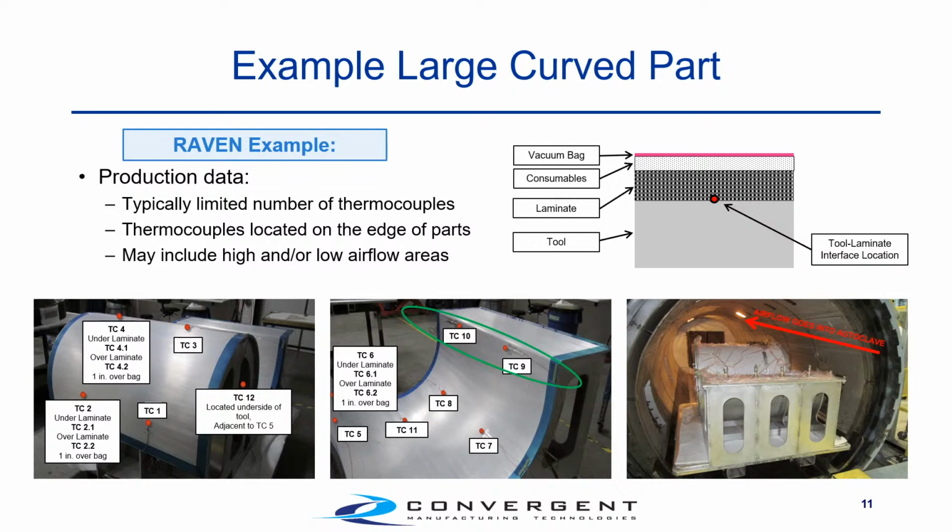So in my case here, we're looking at TC number 9 and 10. They're on this leading edge of the part here. And these are positioned right on the tool surface, right below the part. So this is the location that we're actually going to calibrate to with our stack up. And we're going to move into Raven here and use the 1D analysis to back calculate the effective HTC for this position.